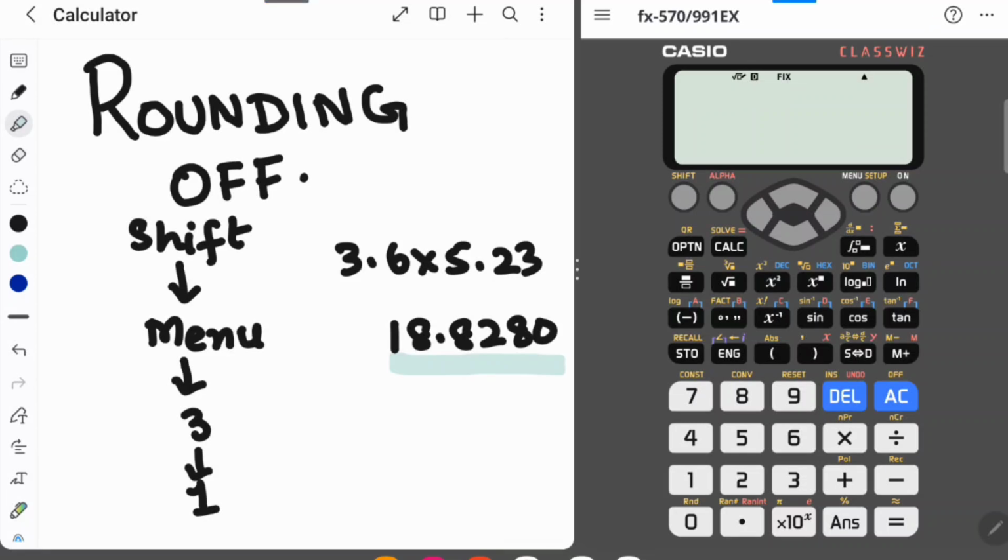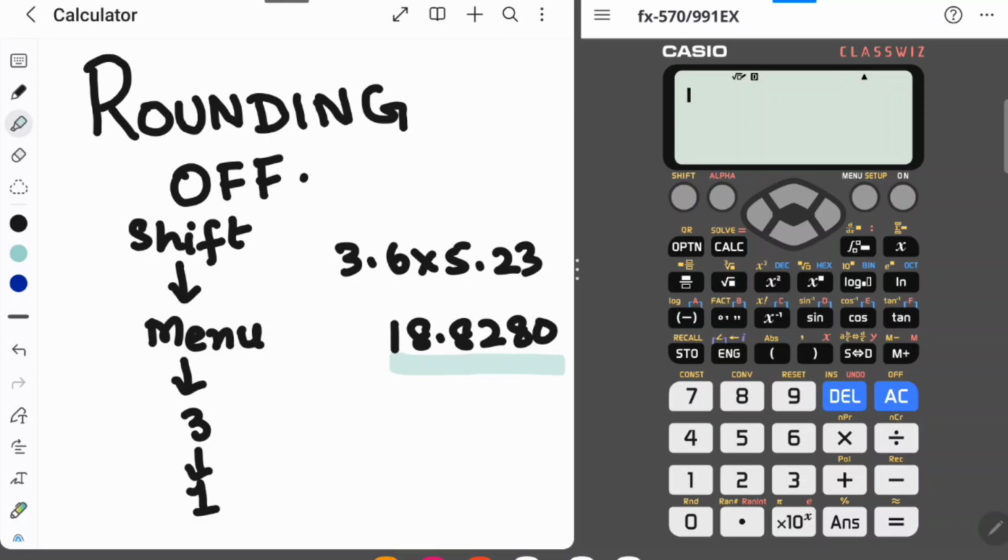All right, so your calculator is already fixed to 4 decimal places, and you want to get back to normal. You can either reset your calculator and come back to normal, or you can do the same thing: shift and then menu, and then 3, and then 3 again because normal is at 3, and then write down 1. So that is coming to normal. Or if you know how to reset your calculator, you can reset it also to come back to normal.